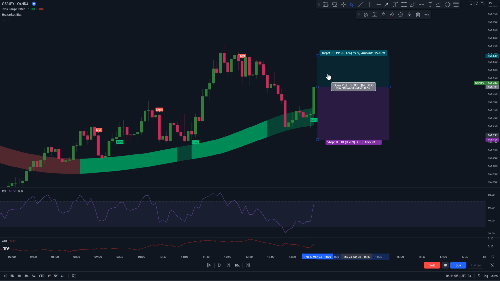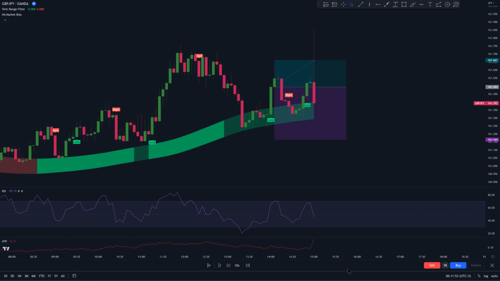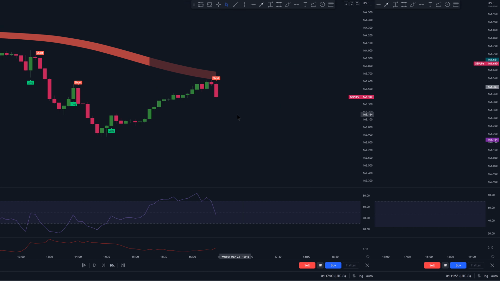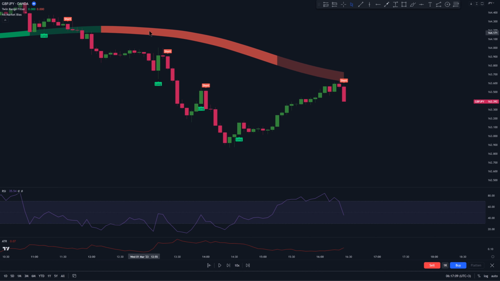For the take profit, we're going to set it at 0.5 times the risk. We let the trade run and take profit. For short trades, we're going to reverse all the conditions. First, the market bias indicator should be colored red and the price should be trading below it. This indicates a bearish trend.